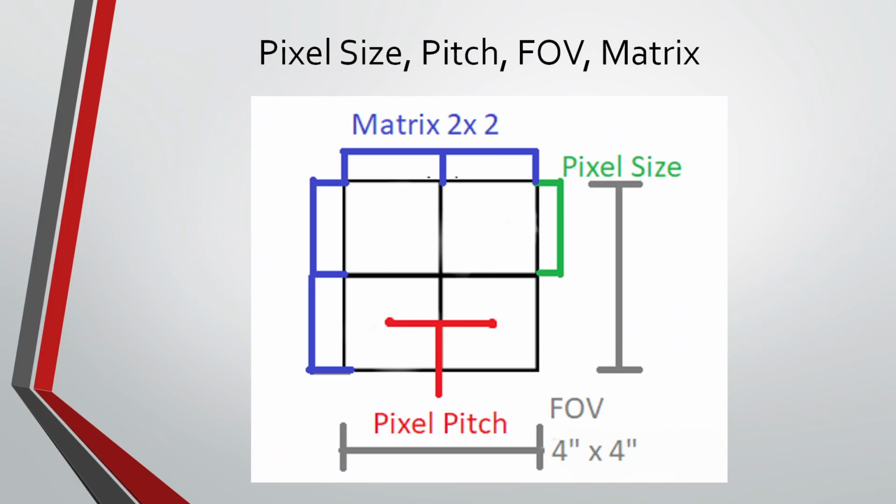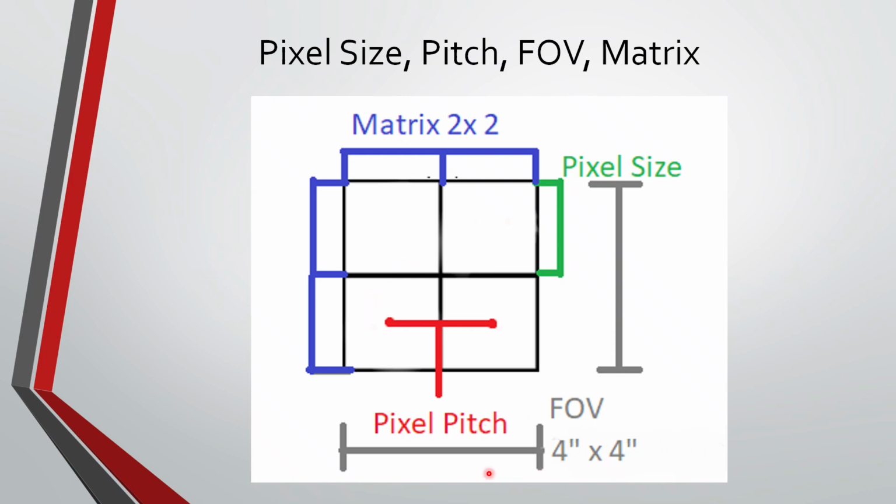Now that we talked about those ideas of the matrix, the field of view, the pixel pitch, the pixel size, let's go ahead and visualize it here. So we'll start with the matrix. The matrix of this example right here is like 2 by 2. So there's 2 pixels going this way and 2 pixels going this way. Okay, 2 rows, 2 columns of pixels.